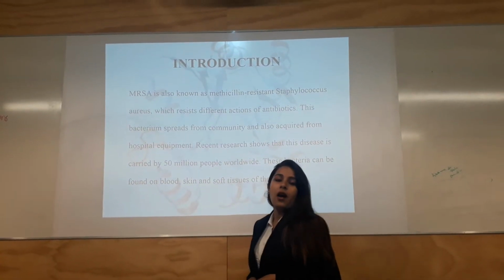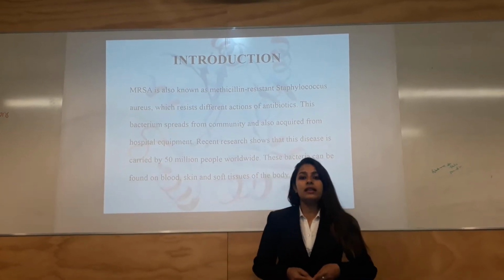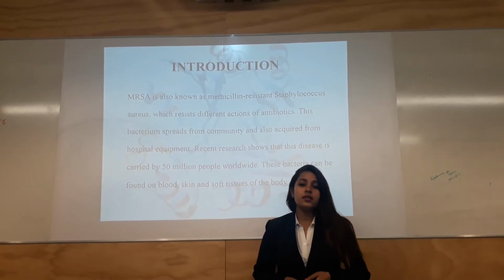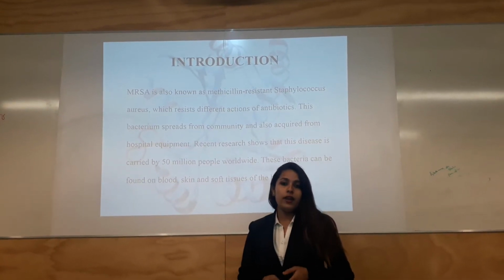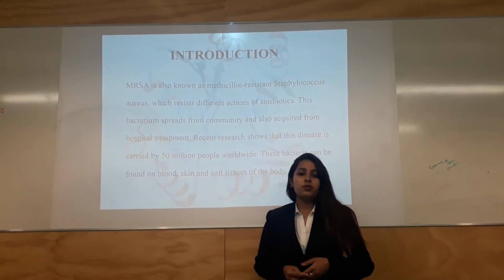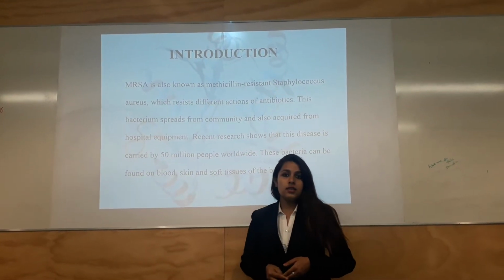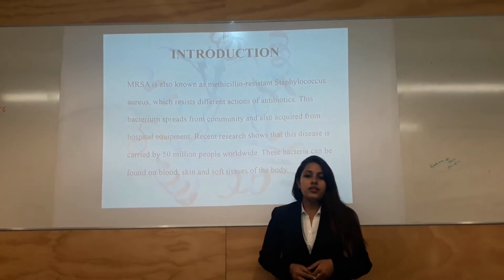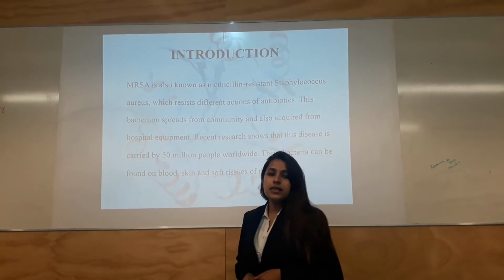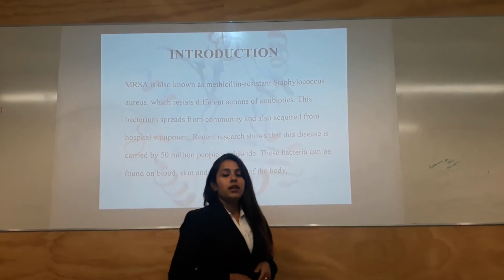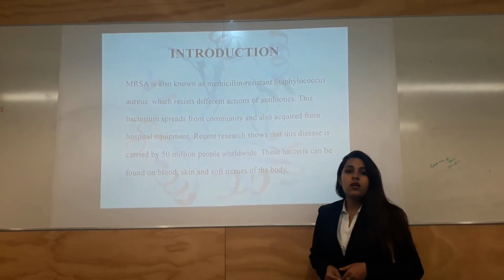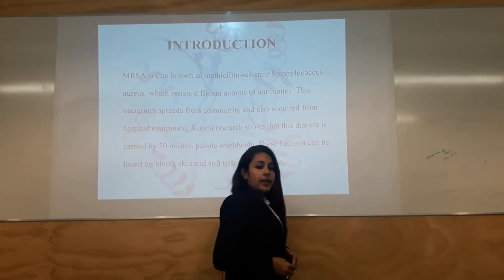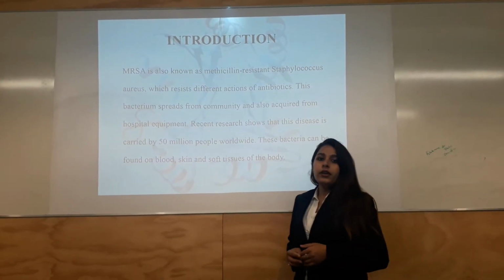The introduction is MRSA, which is also known as methicillin resistant Staphylococcus aureus. It is a bacteria which resists the actions of many antibiotics. This bacteria spreads from the community, healthcare centers, hospitals, rest houses, and other hospital equipment. Recent research shows that this bacteria is carried by 50 million people worldwide, so it's a worldwide issue. These bacteria can be found on blood, skin, or the soft tissue of the human body.